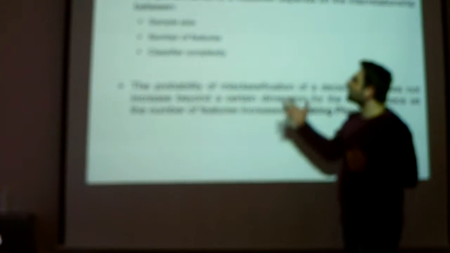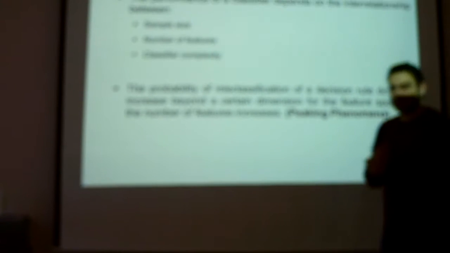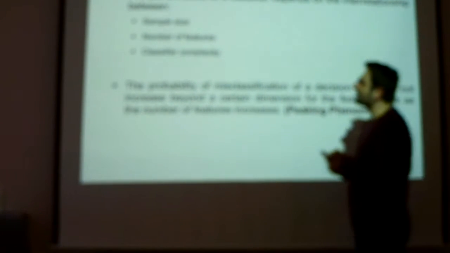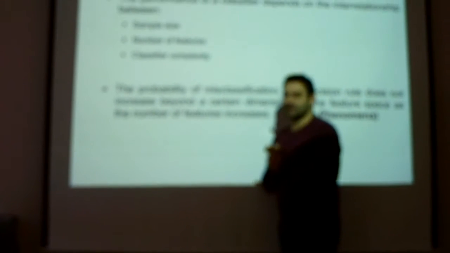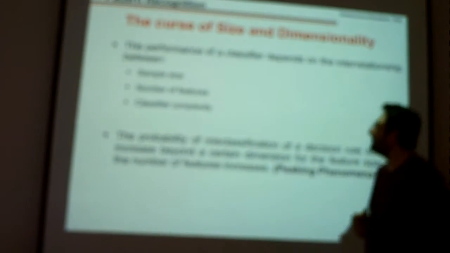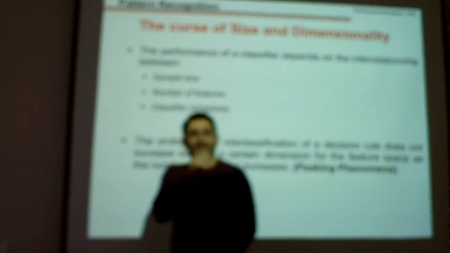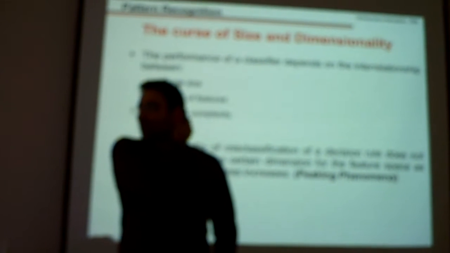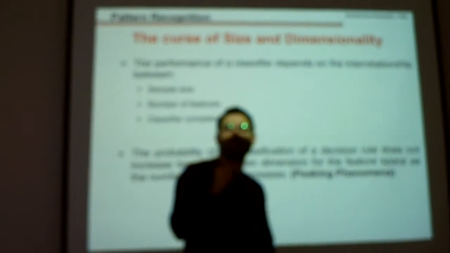Now, when it comes to the matter of selecting data, there are three important aspects that we have to consider. One is sample size. The second thing is number of features, and the third thing is classifier complexity. Now, what do we mean by sample size? When you hear the word sample size, what do we mean by sample size? Should it be big? Should it be small? Big.